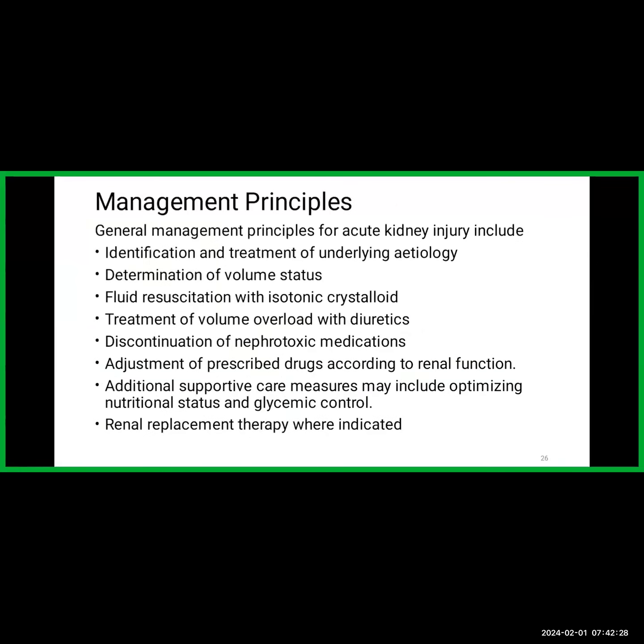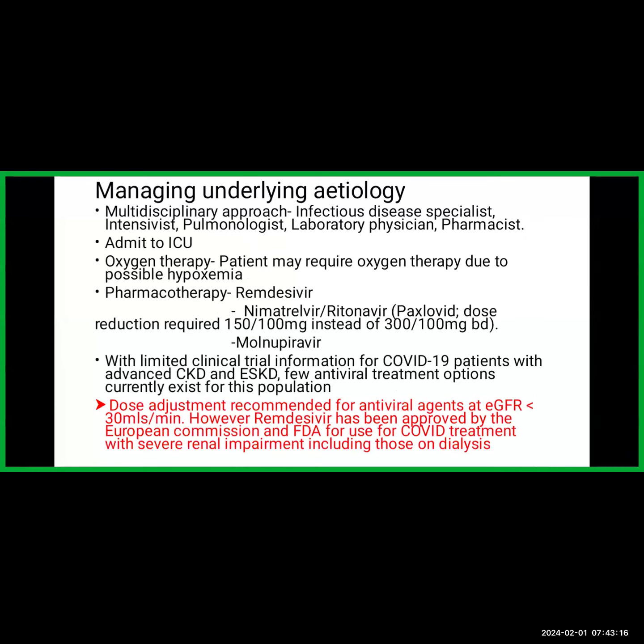So what are the principles that I want to apply in managing this patient? I want to identify and treat the underlying etiology, which in this case is COVID. Determination of volume status of this patient, fluid resuscitation with isotonic crystalloid and, when indicated, dextrose-containing fluid for calories. Treatment of volume overload with diuretics might be indicated, especially if there's pulmonary congestion. Discontinuation of nephrotoxic medications is very important, and adjustment of prescribed drugs according to renal function. Additional supportive care measures may include optimizing nutritional status and glycemic control where there are such comorbidities. Renal replacement therapy may be indicated, and managing the underlying cause; of course, management is multidisciplinary.